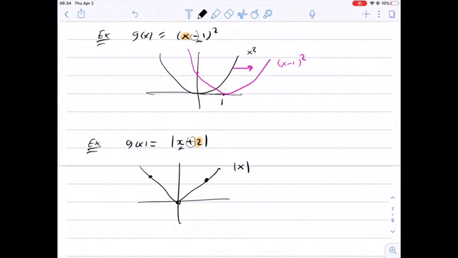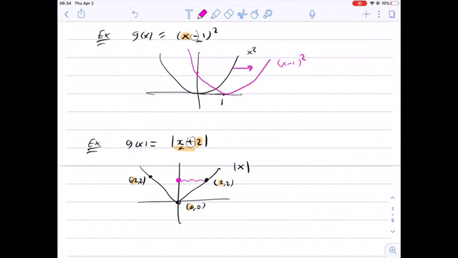So if we determine 3 points, for example, this is 2 2, this is 0 0, and this is negative 2 and 2. So we make shift to the left 2 units. The effect of this will be on x, because we are adding to x. That means we make shift to the left. So we make shift to these points to the left 2 steps.